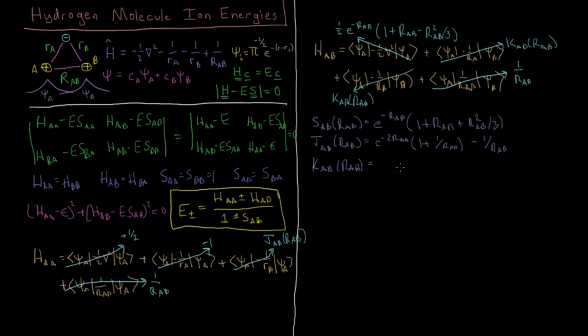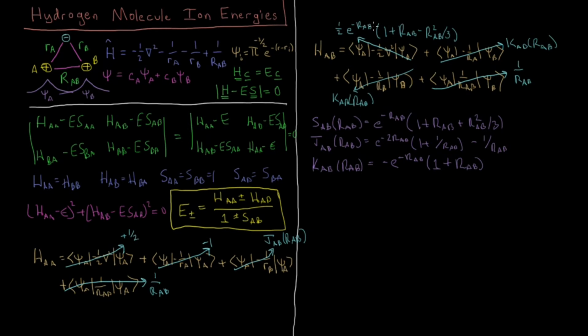which is going to be involved in these terms here. And this is minus e to the minus RAB times the quantity 1 plus RAB. And this is indicative of how the overlap density, psi star A, psi B, how that density interacts with nucleus A or nucleus B. That density that's hanging out here in the middle of this molecule there.